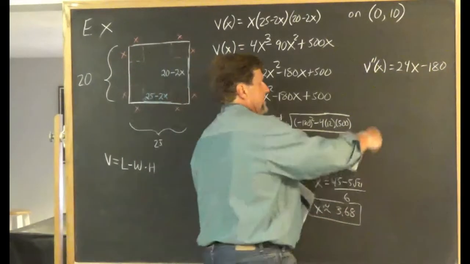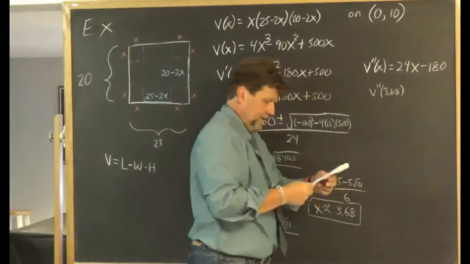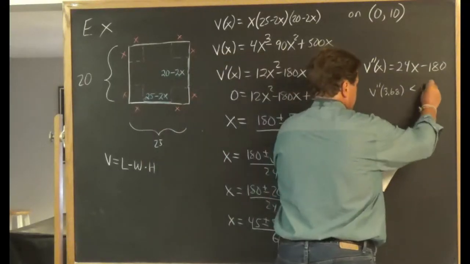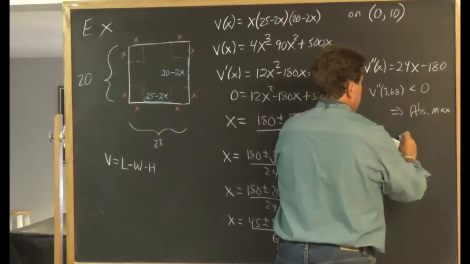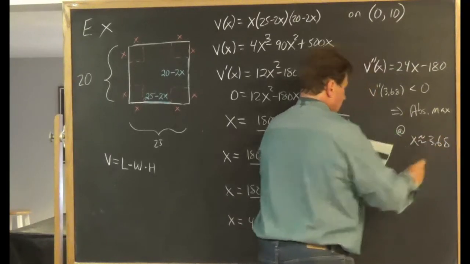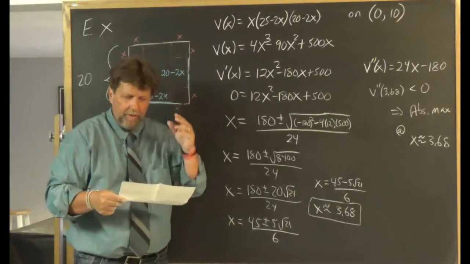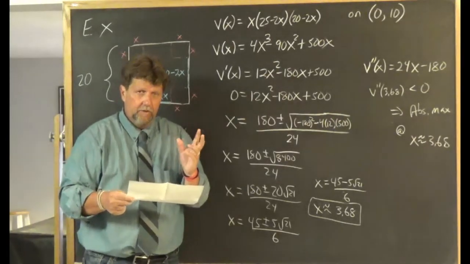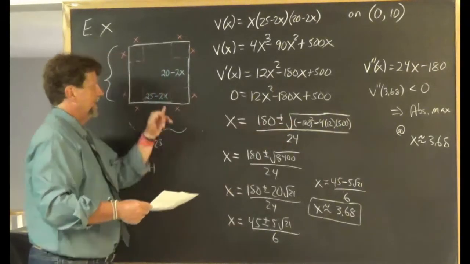So we evaluate the second derivative at 3.68. And what you end up getting is a negative number, which tells you you have an absolute max at x is about 3.68. So the question was, determine the size of the squares that need to be cut so that the resulting box has a maximum volume. We have it. That's what the x is.